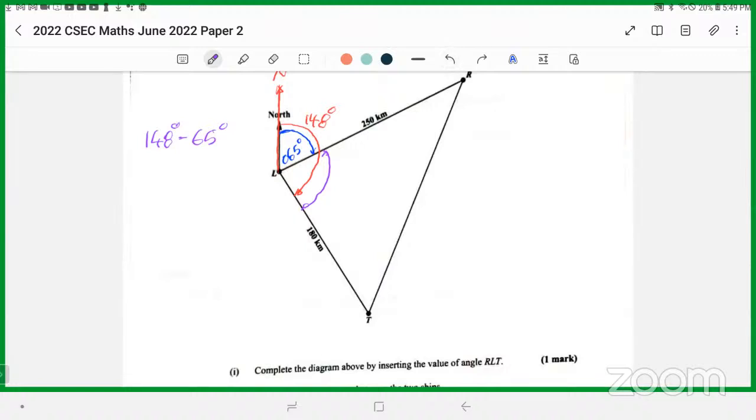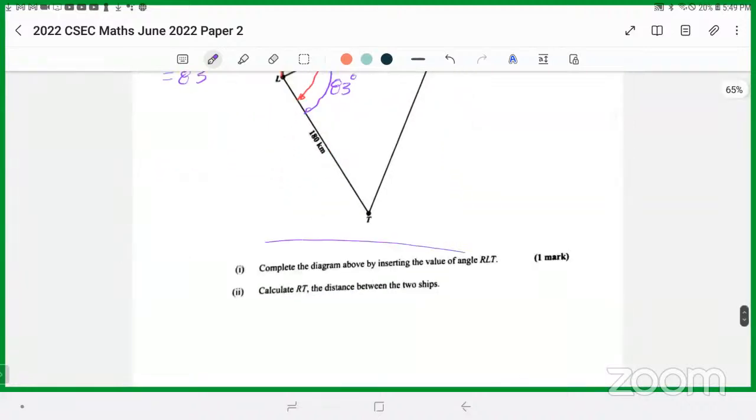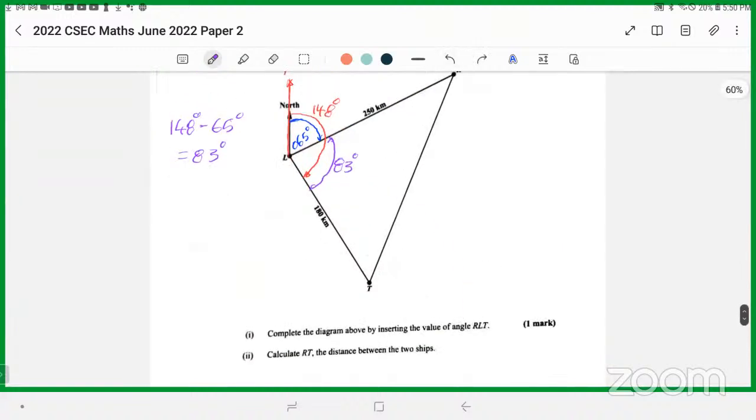And so that is equal to 83 degrees. That's correct? Somebody paying attention? Yes, sir, that's correct. All right, good. So this is 83 degrees. You can show it down here now. See, that is 83 degrees. So I must put it on the diagram. So insert in the value of the angle. So we have placed it there on the diagram, right?